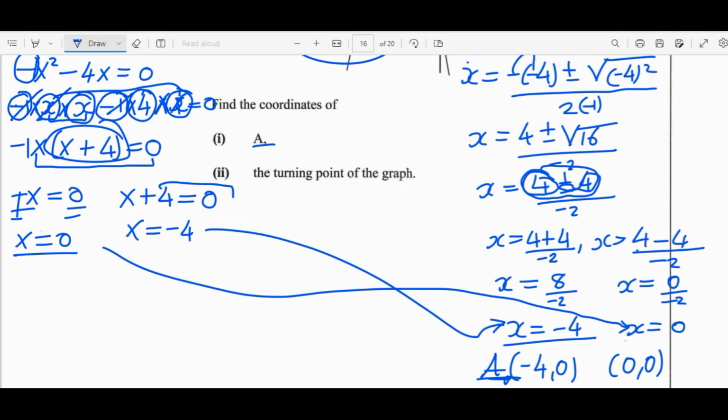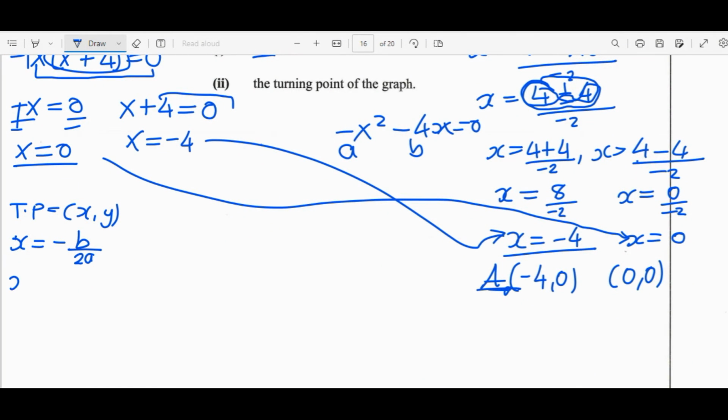Right, we move on to the turning point. So the turning point is given in coordinates. So it's x, y. So we need to find the value of x. Now here you need to use this formula. x is equal to minus b over 2a. So from the equation, negative x squared minus 4x is equal to 0, a, b.